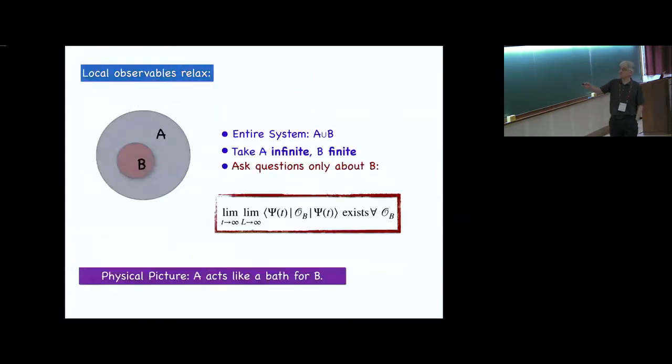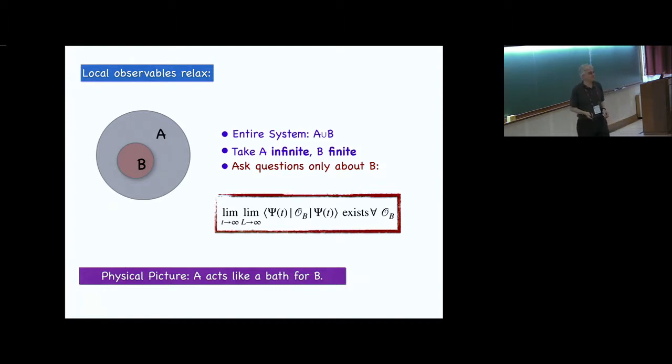So now, restricting the observables to a physically meaningful set gets me to where I want to go. So now let's consider local observables. Local observables are simply described by local operators. So here's my entire system, and let me now partition it into a subsystem which I call B, which I keep finite, and the complement. And then let me imagine I take A, so the complement, to be very, very large, basically infinite. And I ask questions only about B.